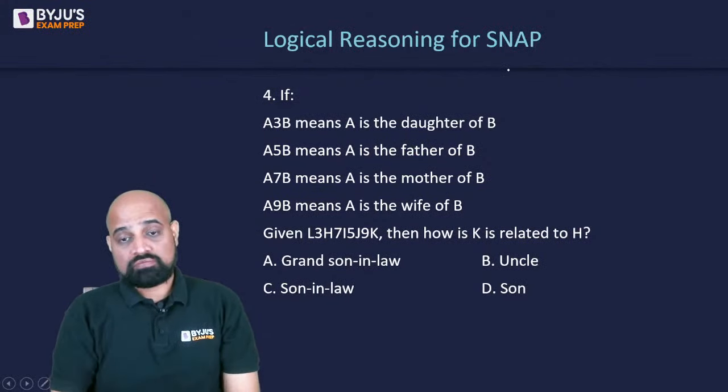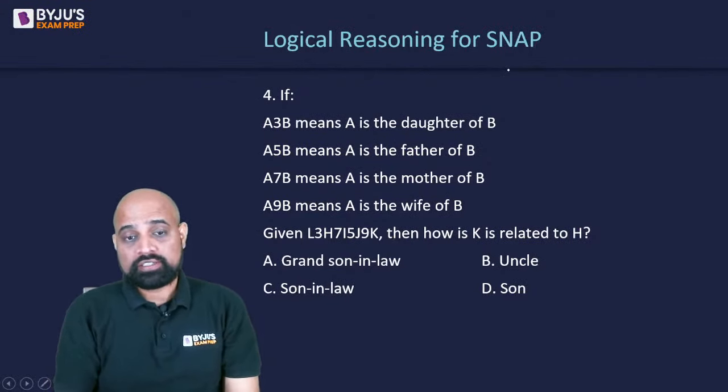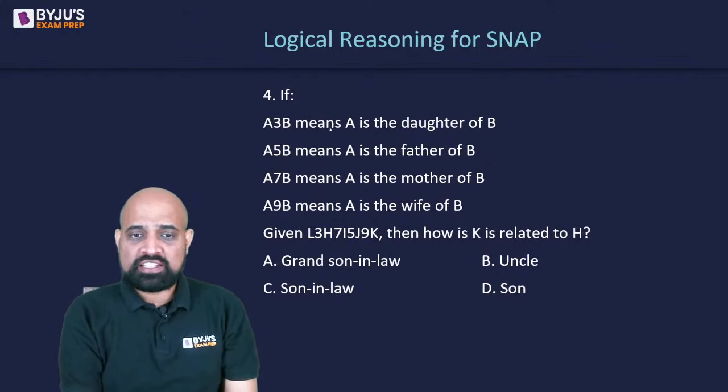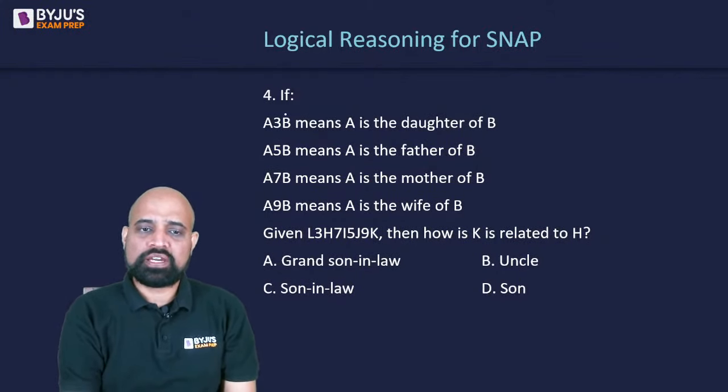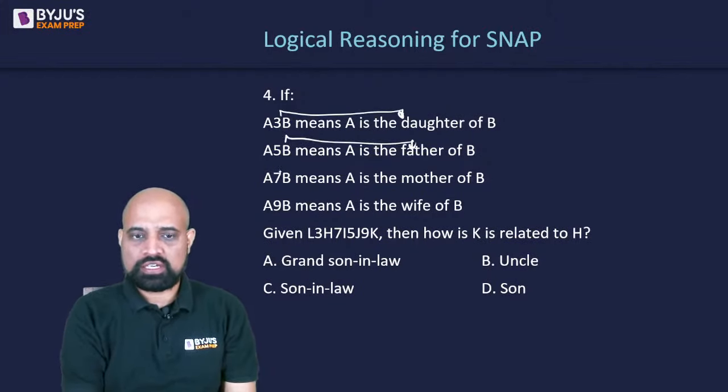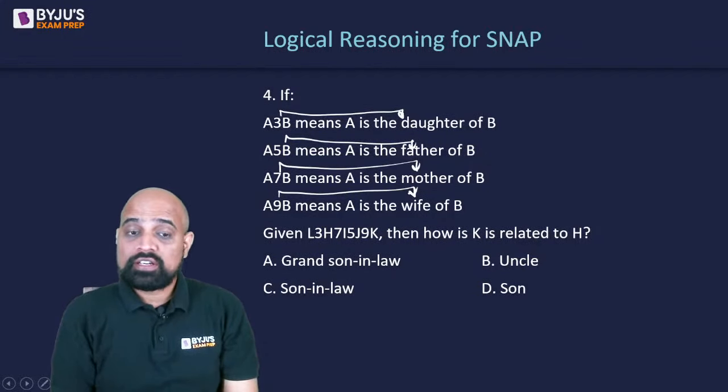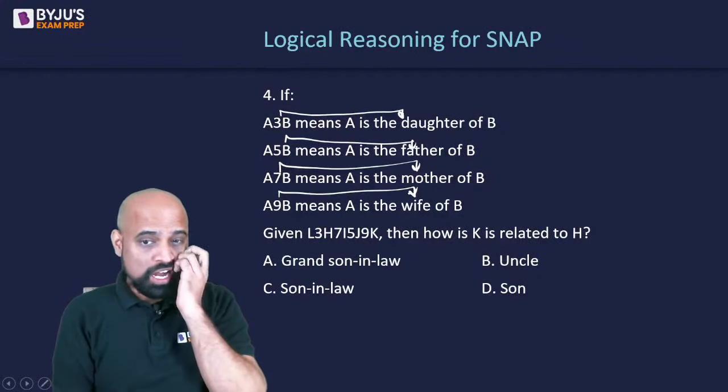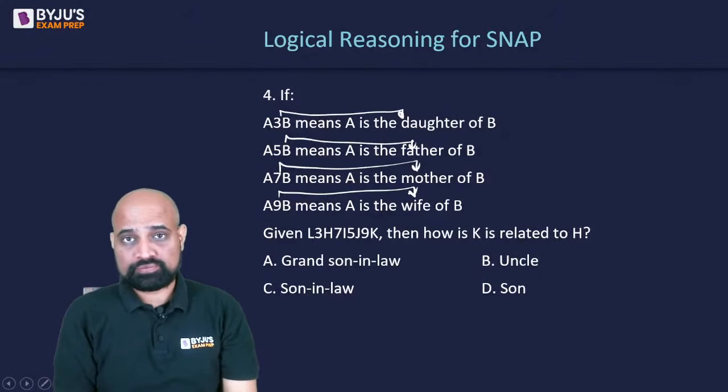So in decoded relationship, best question, right? If A3B means A is the daughter of B, so 3 means daughter, 5 means father, 7 means mother, 9 means wife. Then given that this is the code, how is K related to H?